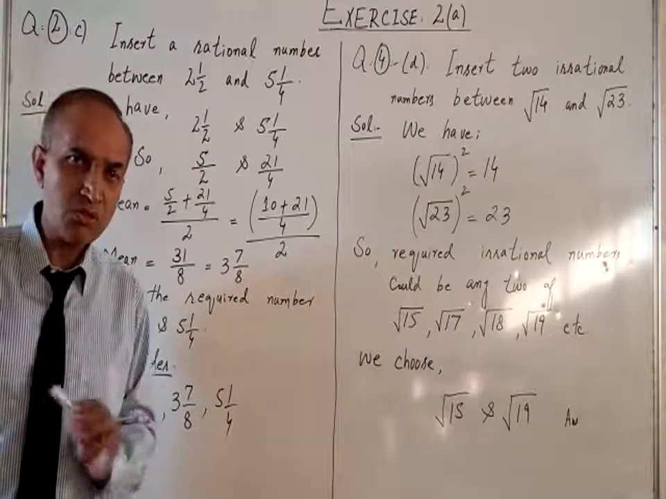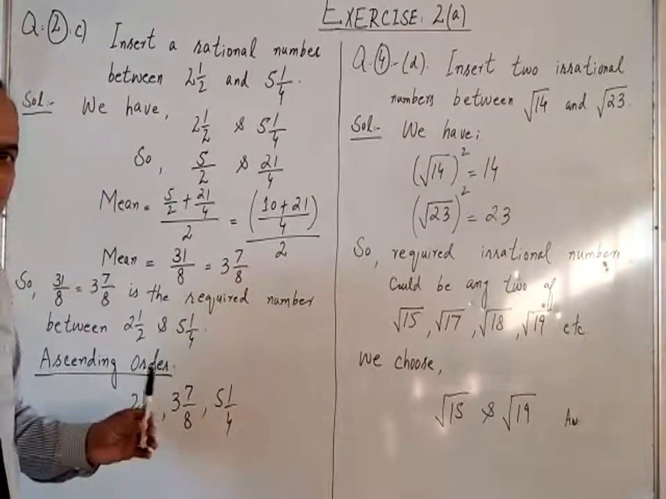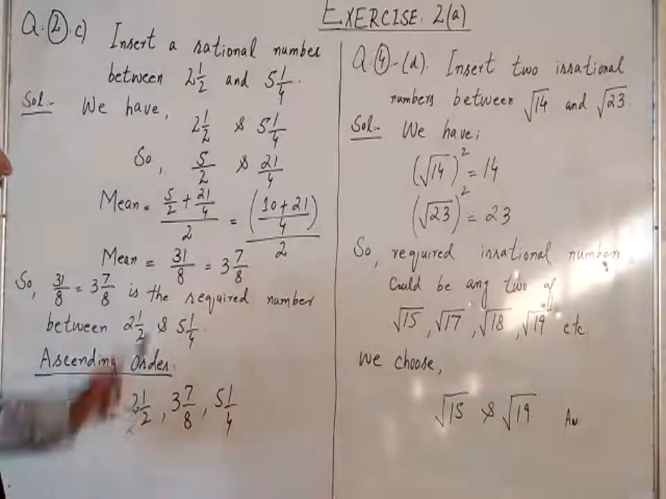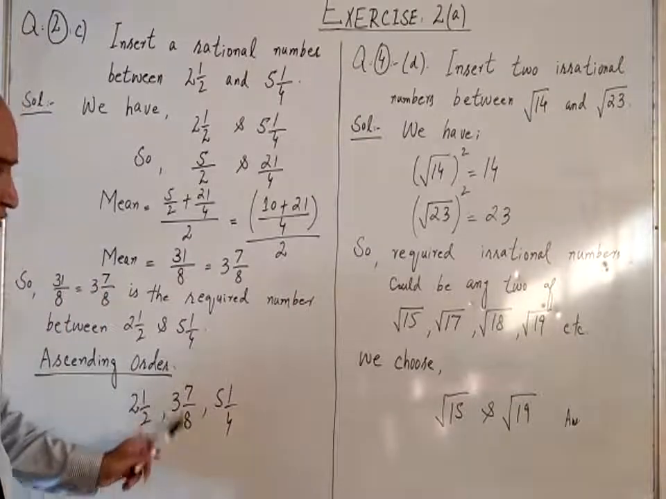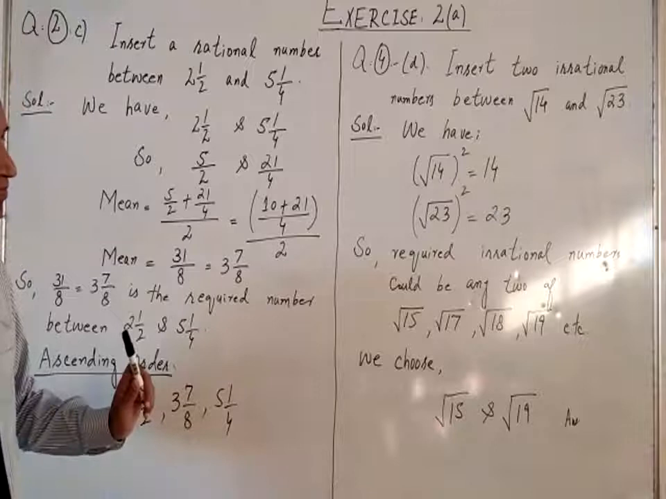Next, we also have to write all these numbers in ascending order. So first we write 2 and a half, which is the smallest number, and then the mean 3 7/8, and at last 5 1/4.